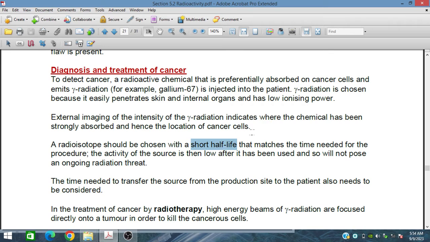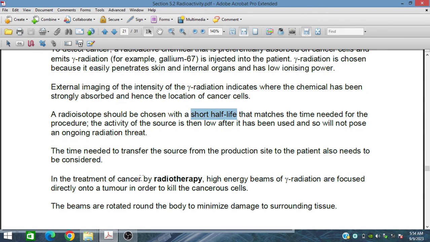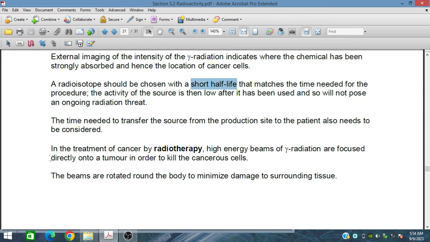For injecting any substance, short-lived isotopes are preferred, because with a short half-life it will decay very quickly and does not pose any ongoing radiation threat. The time needed to transfer the source from the production site to the patient also needs to be considered. In the treatment of cancer by radiotherapy, high energy beams of gamma radiation are focused directly on a tumor in order to kill the cancerous cells.